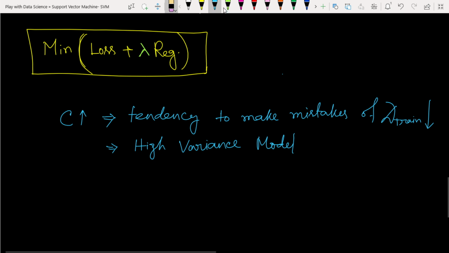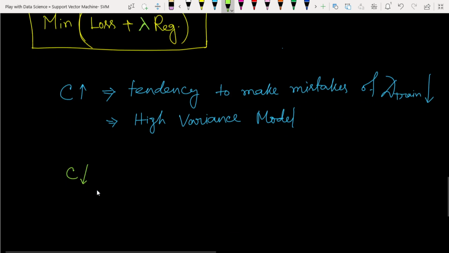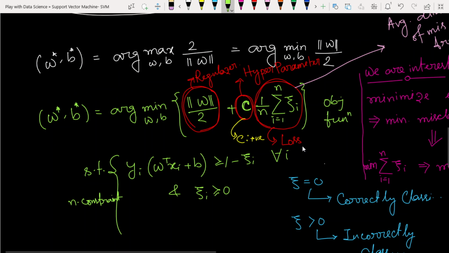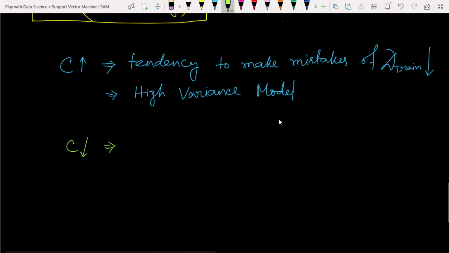Similarly, if we decrease the value of C, then what happens? We are going to push this term toward zero, and this term will disappear from our equation. If we decrease the value, we are more prone to neglect this term. If we neglect this term, it means we are not considering our misclassified data points. Then we are facing a bias problem, and we are making our model more biased.